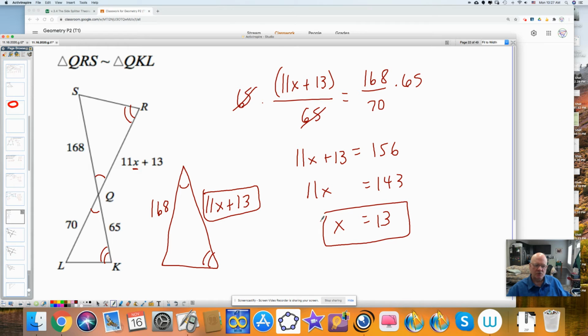On these type of problems, you want to make sure that you answer the question that is asked. Here we're looking for x. If I'm looking for this entire side, I'd have to plug this back in and then solve for the actual number. That would be one way of doing it.